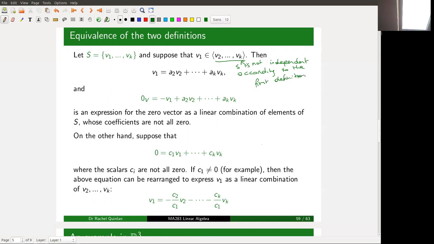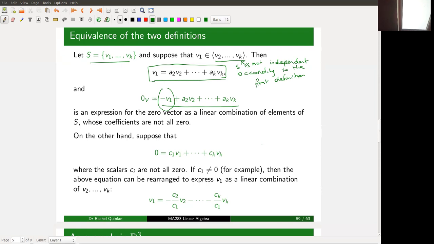So if V1 is a combination of the rest of them, which means V1 has a description like this, then that's saying that the set S is linearly dependent according to the first version of the definition. And of course, this expression for V1 as a linear combination of the rest of the elements of S can be rearranged to give us an expression for the zero element of V as a linear combination of the elements of S. And the coefficients in this expression are not all zero, because at least the coefficient of V1 is not zero, it's -1. So certainly, if a set is not linearly independent according to the first definition, then it's not linearly independent according to the second definition either.